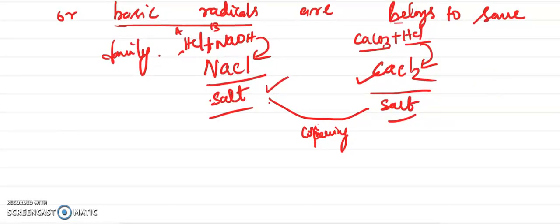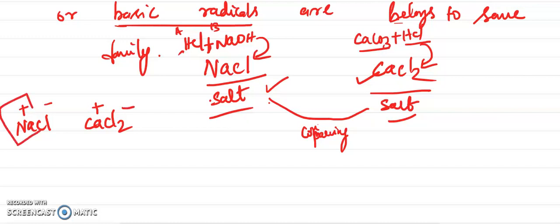Okay, that's it. So here, NaCl I have taken, and CaCl2 is there. If you see, there is a common radical. This is Na plus, this is Ca plus, this is a cation, a positive radical, and this is a negative radical. If you see only the positive radical, Na plus is there, Ca plus is there. No, it is not the same.